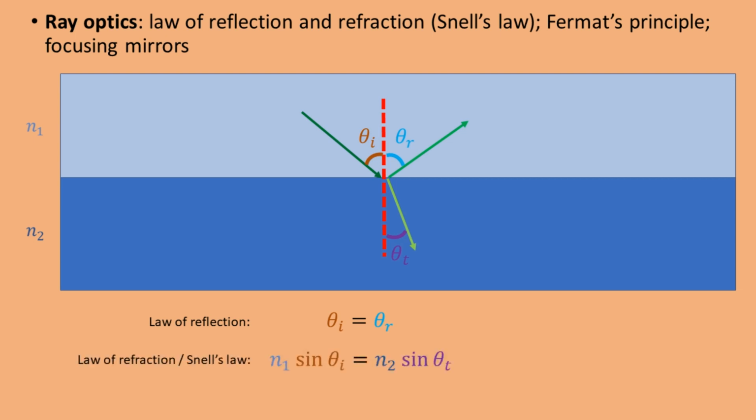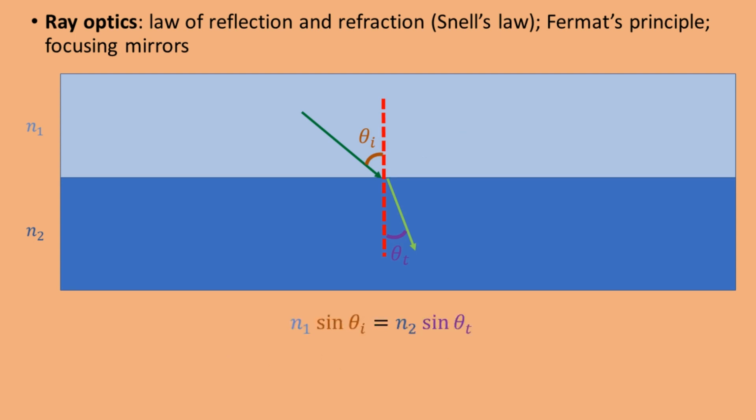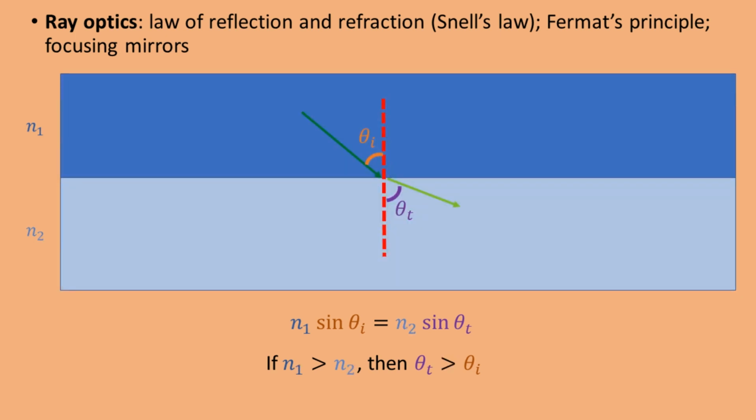Let's look at the implications of Snell's law in more detail. If the refractive index of the second medium is higher than the refractive index of the first medium, then the transmitted angle must be smaller than the incident angle, so the transmitted ray will be bent towards the normal. If the first medium has the higher refractive index, then the transmitted ray will bend away from the normal. The larger the angle of incidence is, the larger the angle of transmission is.